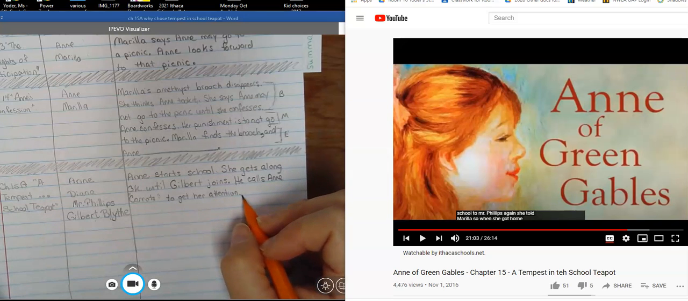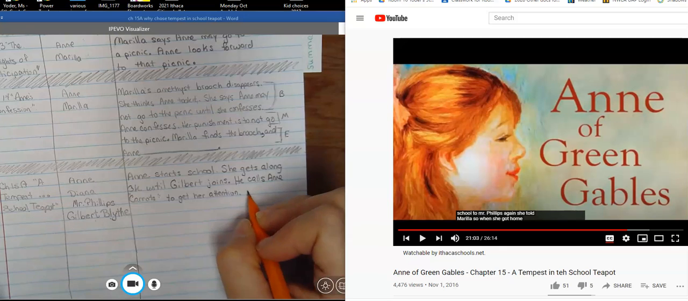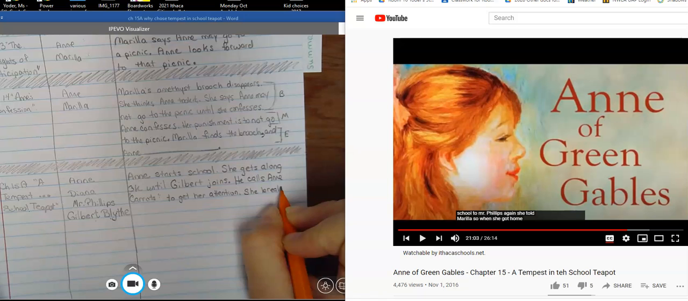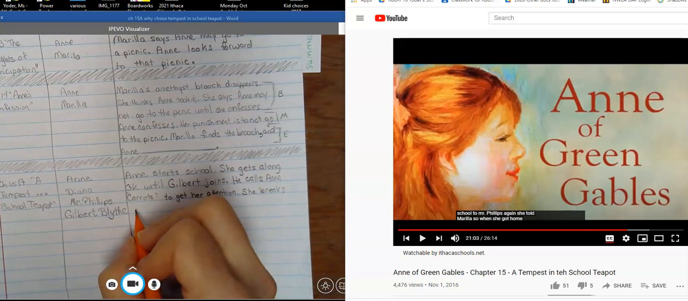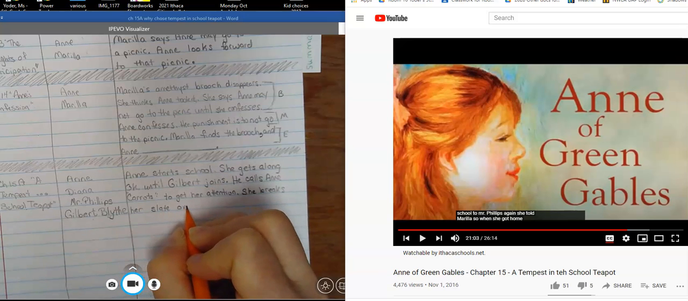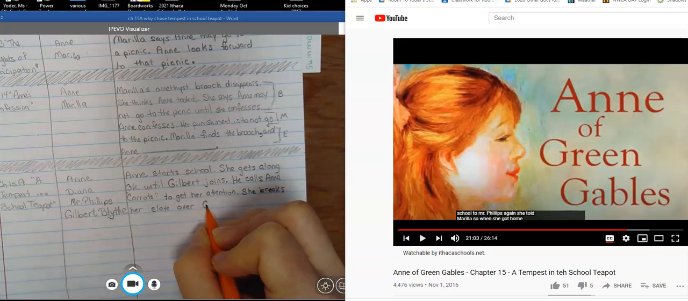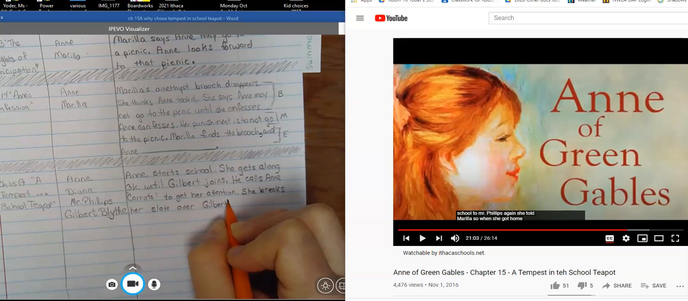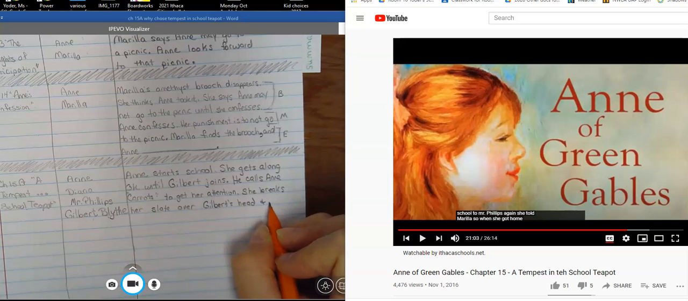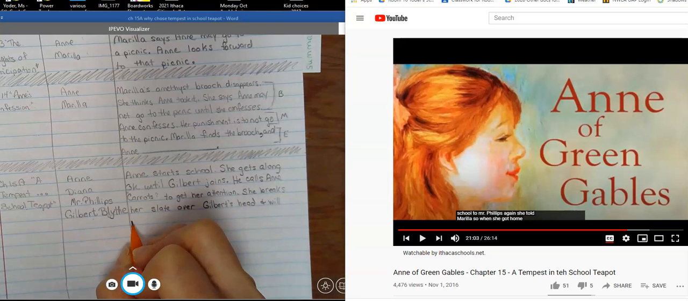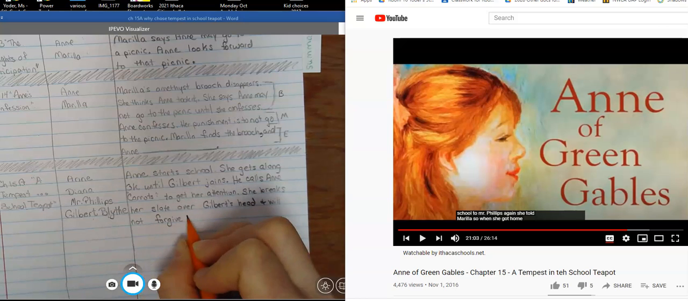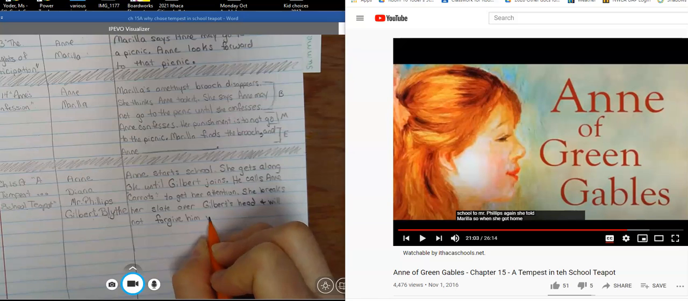She gives him her attention, all right. We won't put that. She breaks, could have said smashes, but breaks works as well, her slate over Gilbert's head and will not forgive him when he asks.